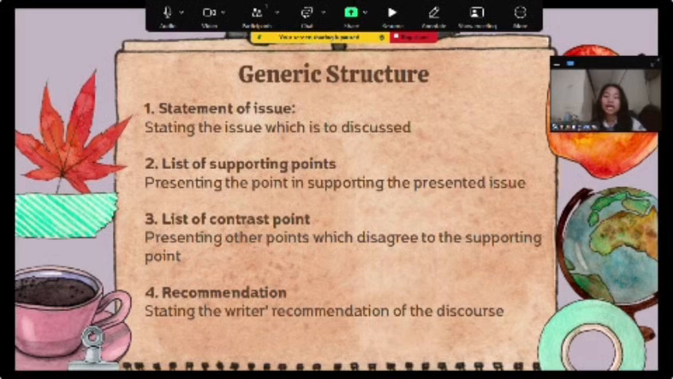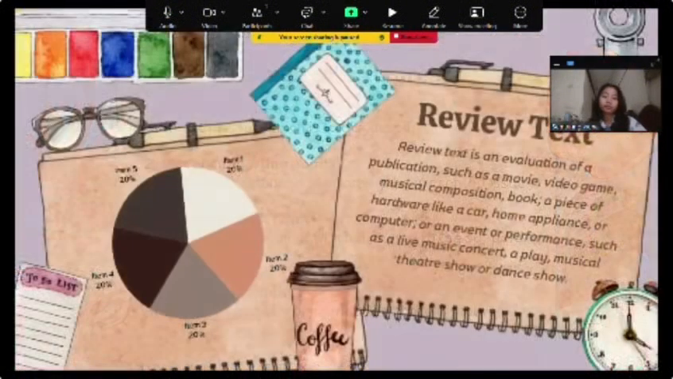Third, list of contrast points. List of contrast points means presenting other points which disagree with the supporting points. And the last is recommendations. Recommendations means stating the writer's recommendation of the discourse. Okay.